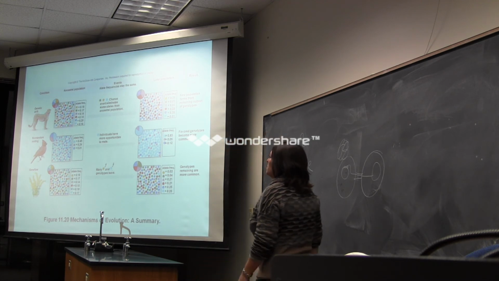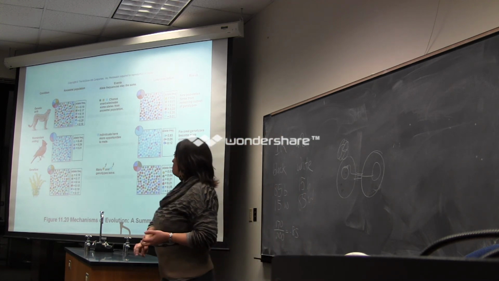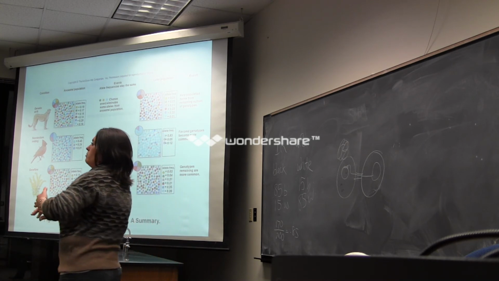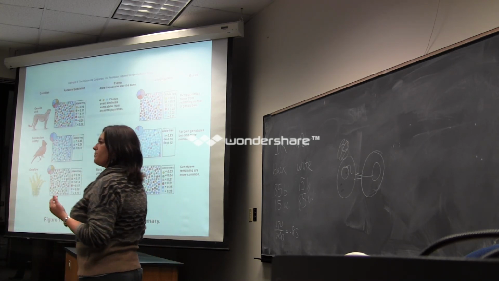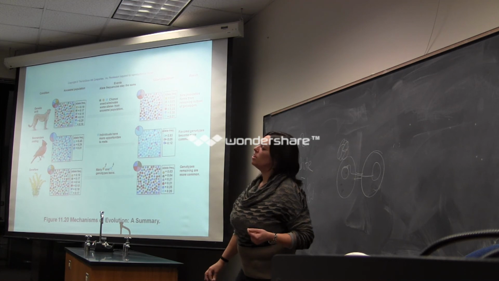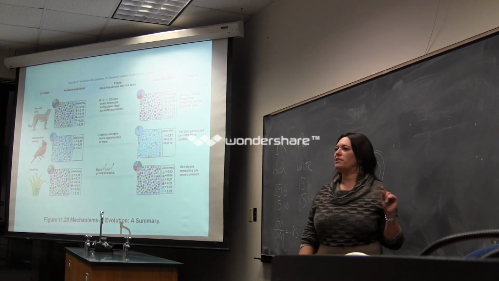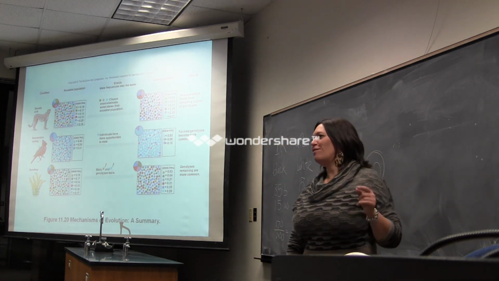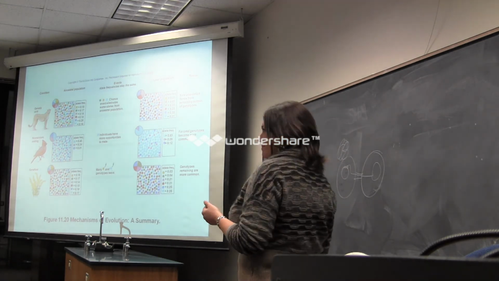The 5 mechanisms are genetic drift, non-random mating, gene flow, mutation, and natural selection. So if you look on your review sheet, it says, describe the 5 mechanisms of evolution. Well, there they are. Bam.